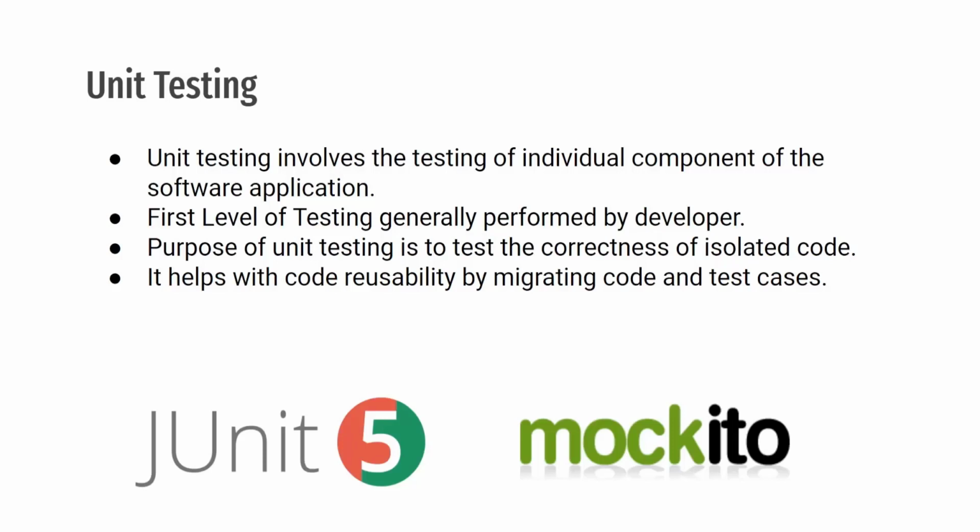There are a number of tests involved in the development of a software application. Unit testing is one of the important tests when it comes to checking the correctness of isolated code. Unit testing involves testing individual components at a very base level. We can say this is the first level of testing, generally performed by the developer. In unit testing, we write different test cases to check the correctness of the code.